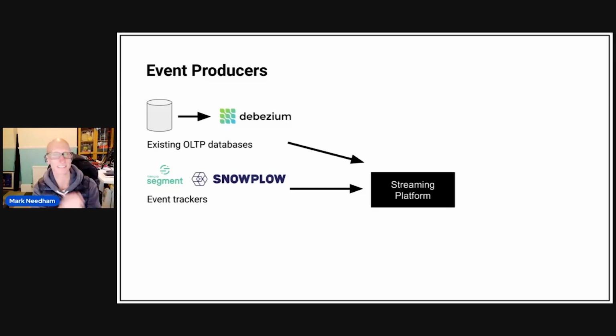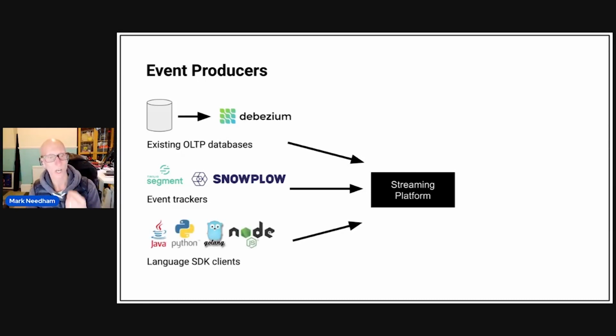Like all of these are events that might be interesting and will tell us something that we can then take some action on. So we might be streaming those in. And then if we want even more control over the events that we're creating, we might go down to the SDK level.